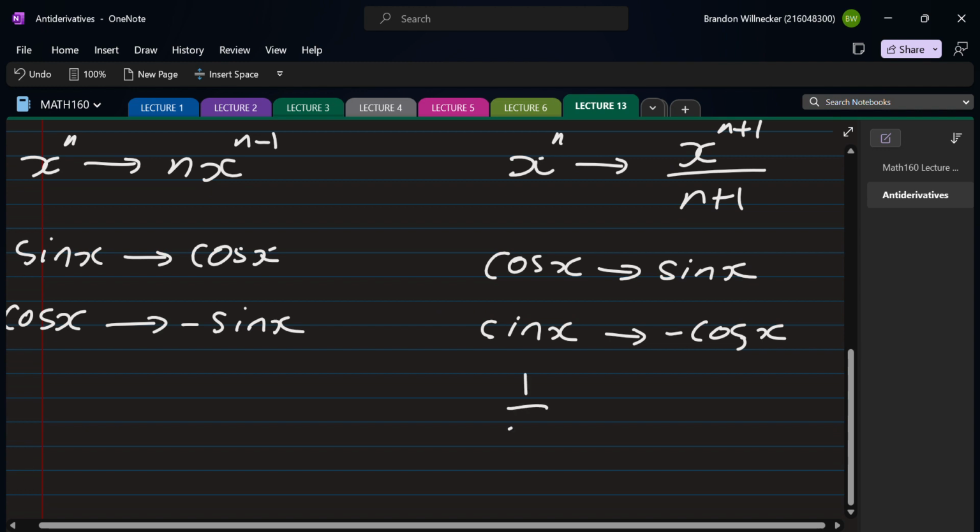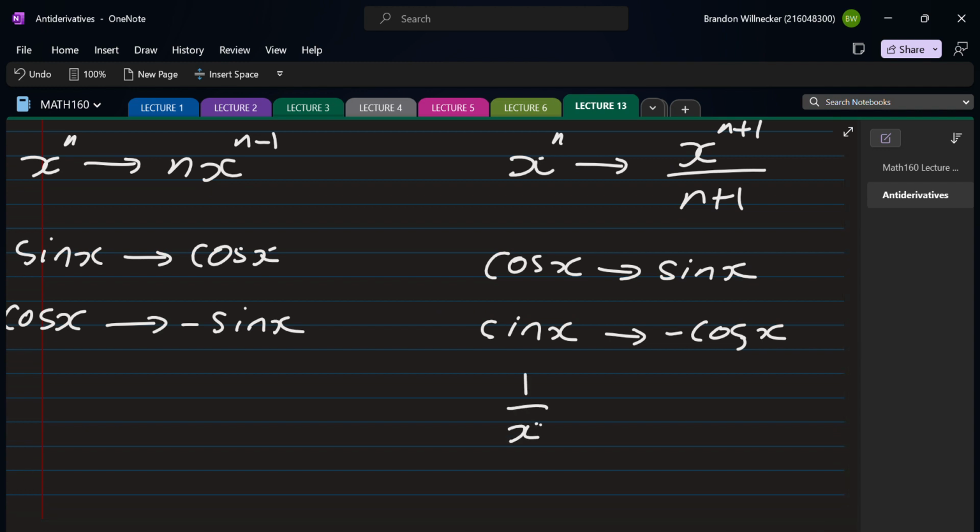We had 1 over x. This was our special case. So it's not one of those x to the n type situations, because here we would have x to the minus 1. If we added 1 to the exponent, it would be x to the 0. Then we would be dividing by 0, and that's just a big problem. But we found another way of evaluating this using those inverse functions. Remember, the derivative of the natural log was 1 over x. So the antiderivative of 1 over x is the natural log.